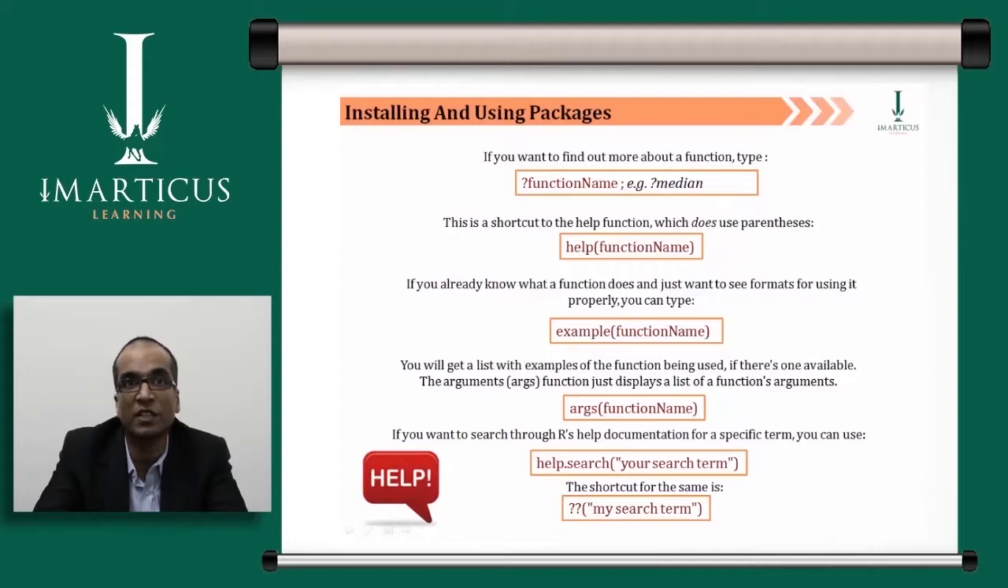That means the arguments. You can just use the function args and type the function name, and it will give you a list of all the arguments present within that. Incidentally, if you want some more help, like getting into the documentation of R, you can use help.search and type the parameter which you want to search. Obviously there is one more shortcut for that with a double question mark, and you can say median.